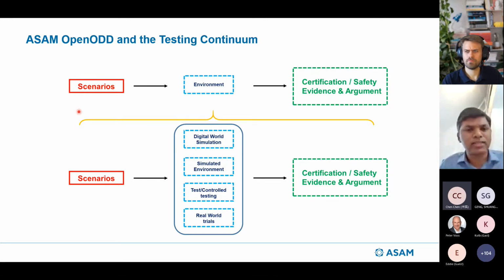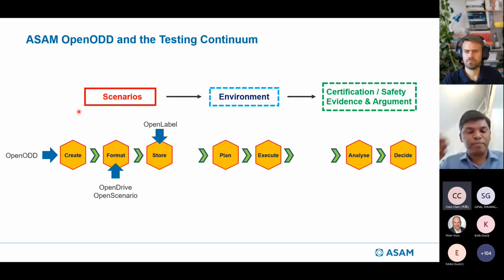So what does that mean in the ASAM world? If you try and dig a bit deeper as to what those three things actually do, or how you would use those three things, in a scenario world, you will somehow need to create scenarios. So that's the create bit. You will somehow need to format those scenarios in a language, and you will somehow need to store them in a scenario database. And then you will plan and execute that in a test environment, be it simulation, be it real world testing, be it test track testing. And then you'll finally make a decision if your system is safe or not. Our focus up until now has been in this scenario space of this continuum.